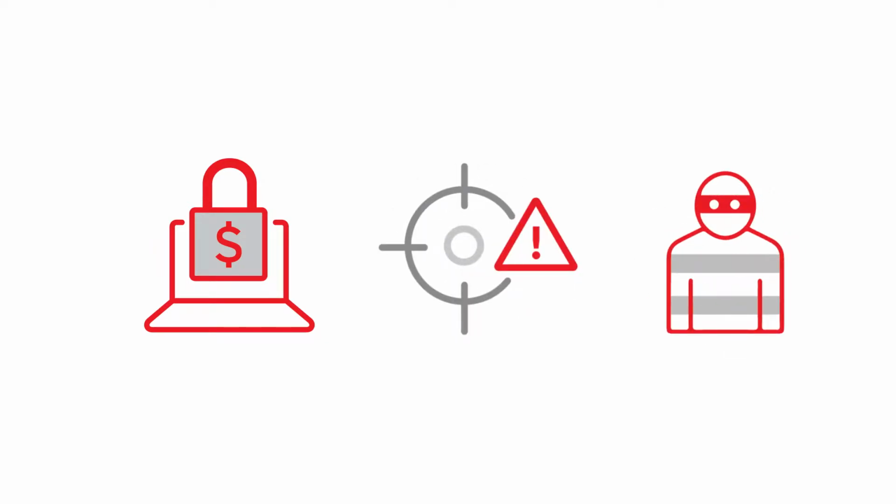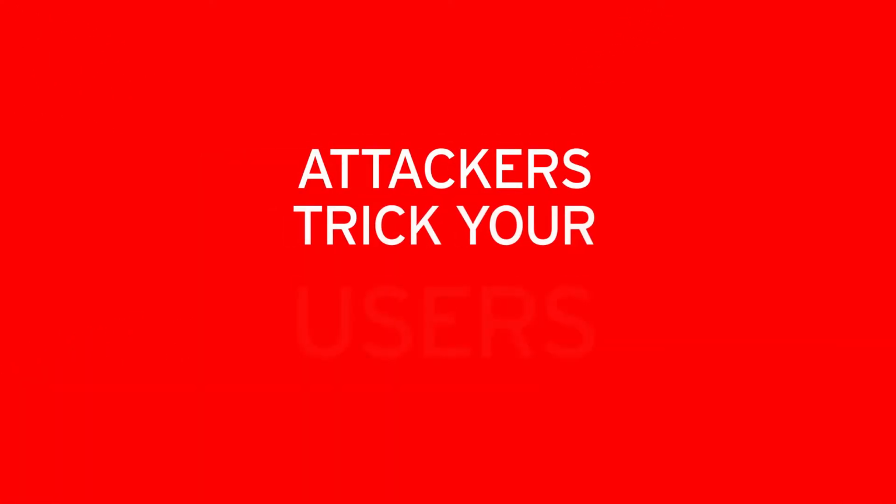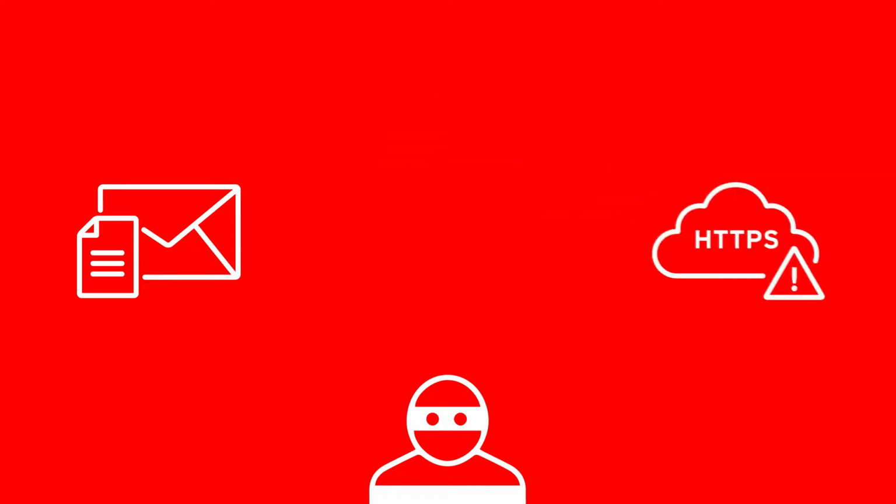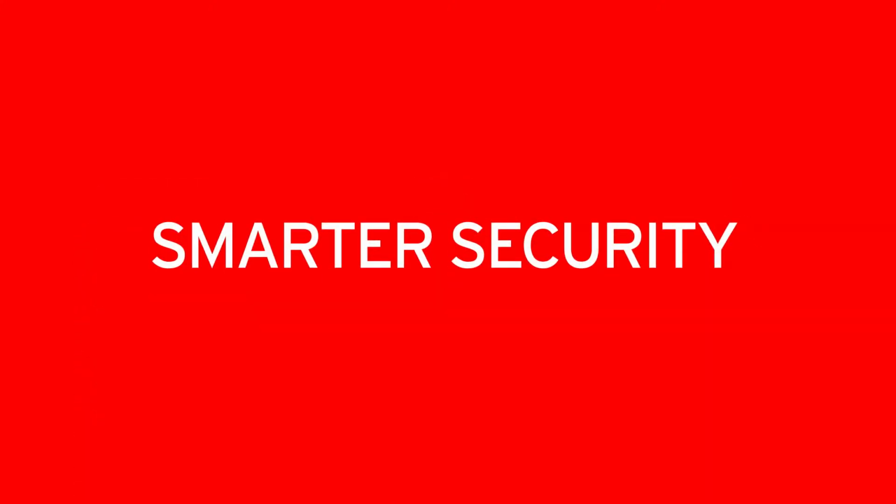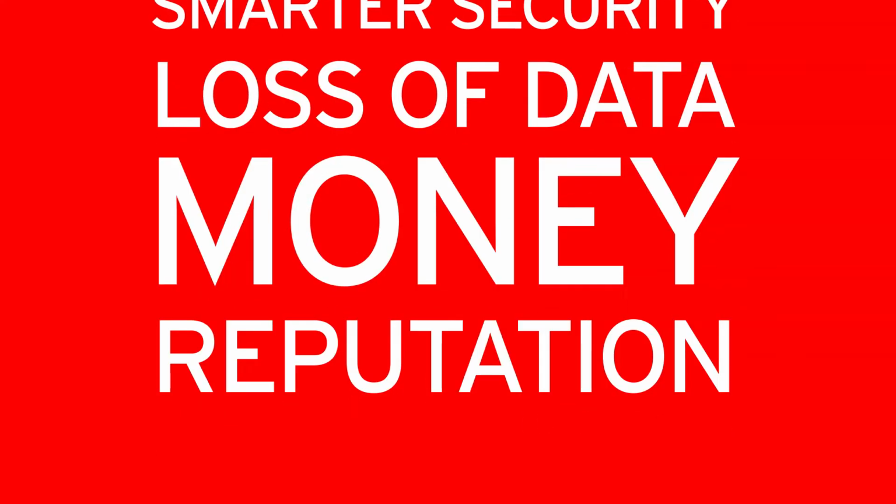Email threats are the primary infection method for ransomware, targeted attacks, and fraud. Using convincing social engineering, attackers trick your users into opening an attachment containing malware, clicking on a link leading to a malicious website, or replying with confidential information. Fighting the broad range of email threats requires smarter security to prevent loss of data, money, and reputation.